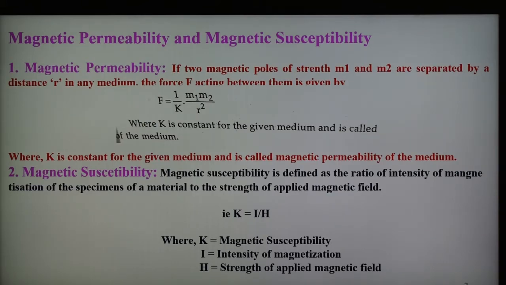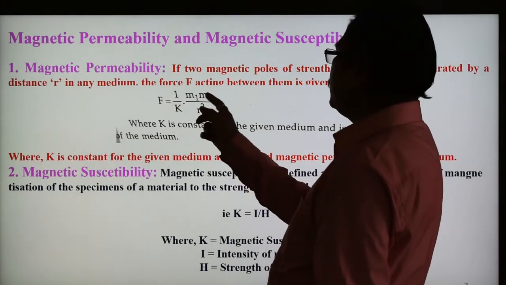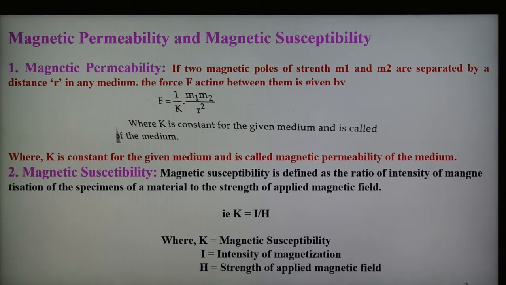If two magnetic poles of strengths m1 and m2 are separated by a distance r in any medium, the force F acting between them is given by F = (1/k) m1 m2 / r². Here r is the distance, m1 and m2 are the pole strengths, and k is a constant for the given medium, known as the magnetic permeability of that medium.